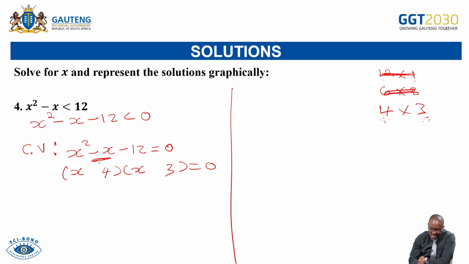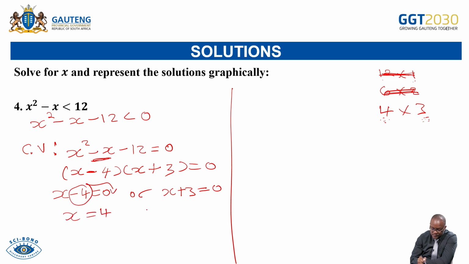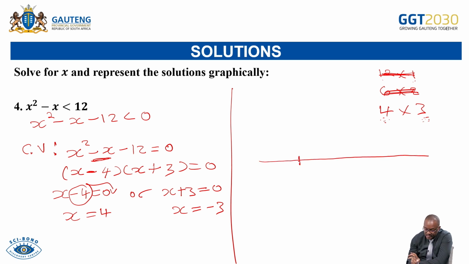Then now we're saying the bigger number takes the sign of the middle term, then we are going to have negative and positive. Then from there, what do we do? We use the zero factor rule, and x plus 3 is equal to 0. So as we transpose, we're going to have x is equal to 4 or x is equal to -3. Then from there, what do we do? We go and represent our solution graphically. Then we know that we have -3 and we also have 4 there.